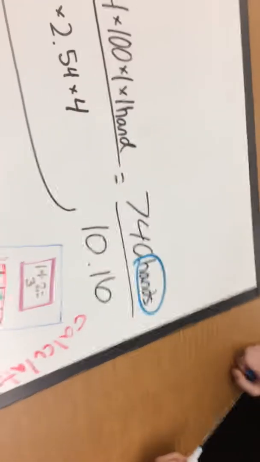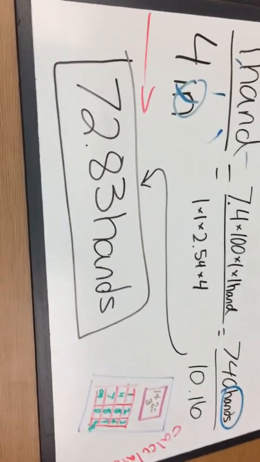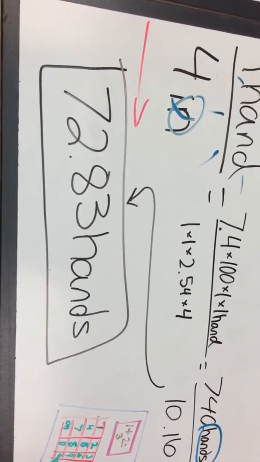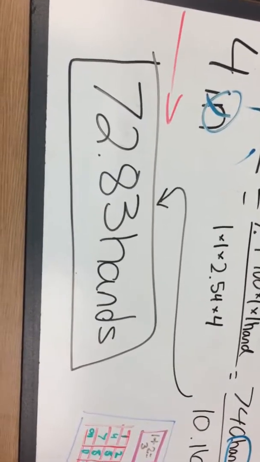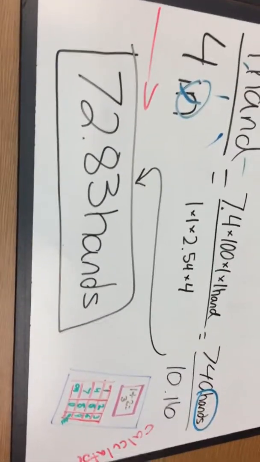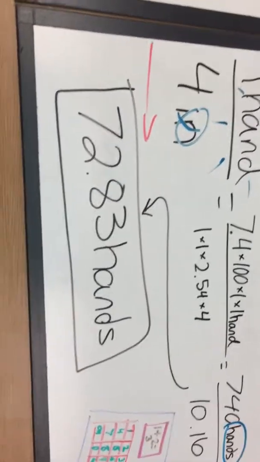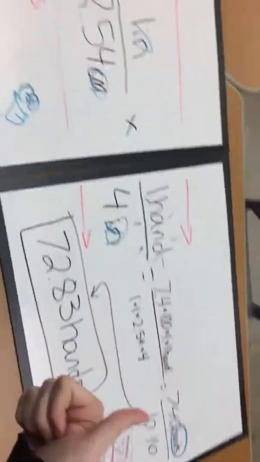So now, over here, you need 72.83 hands, but normally you don't have 0.83 hands, and so you would probably round that up to 73. Yep. And that's how you do dimensional analysis. Yay.